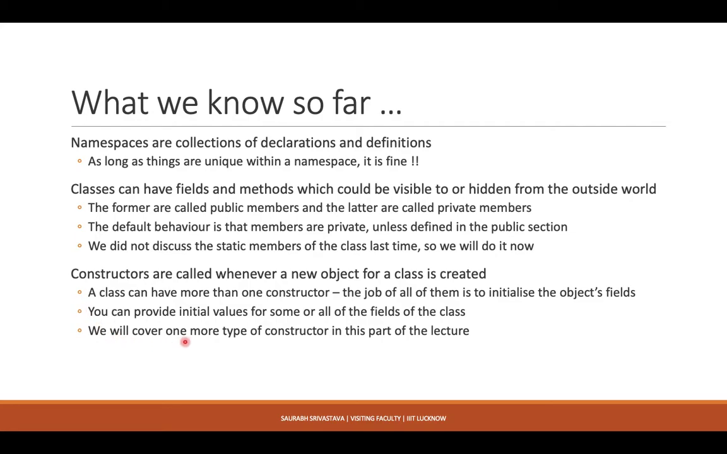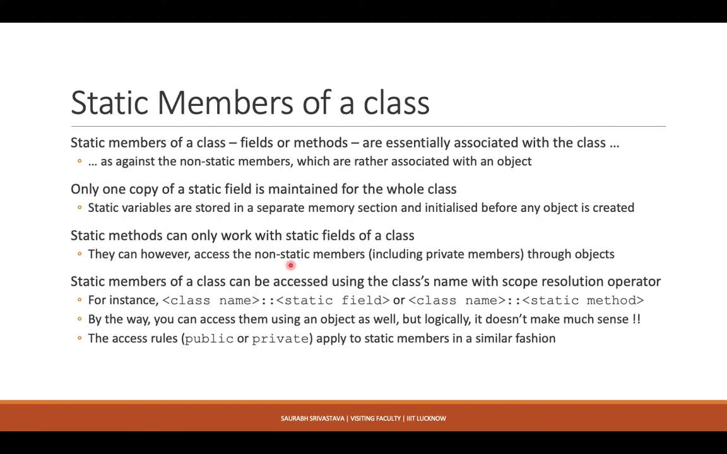There is one more type of constructor that we will cover in this particular lecture. It's called the copy constructor, and we did not discuss the static members of a class. So that too we will do now. You realize that in order to access a particular field, we use that notation, right? Class name dot the field, given that it's accessible at that particular point. Now, what it really means is that there is a copy of this field for each and every object that is created of this particular class.